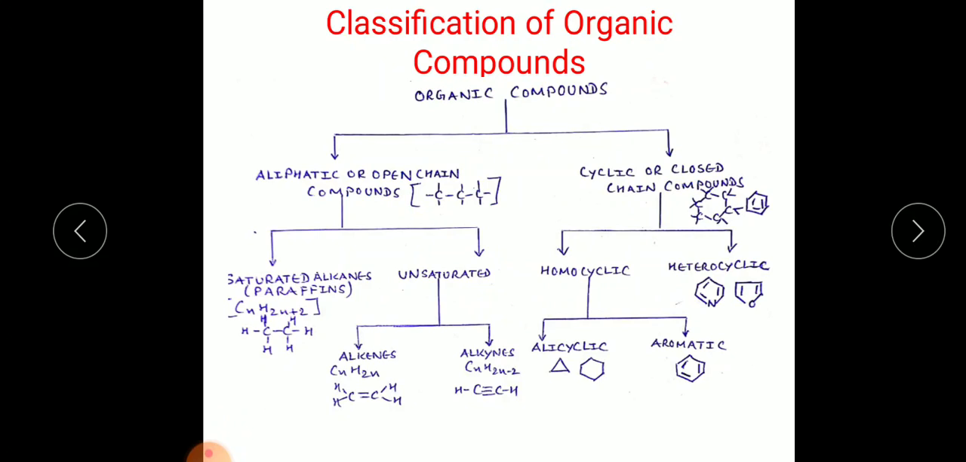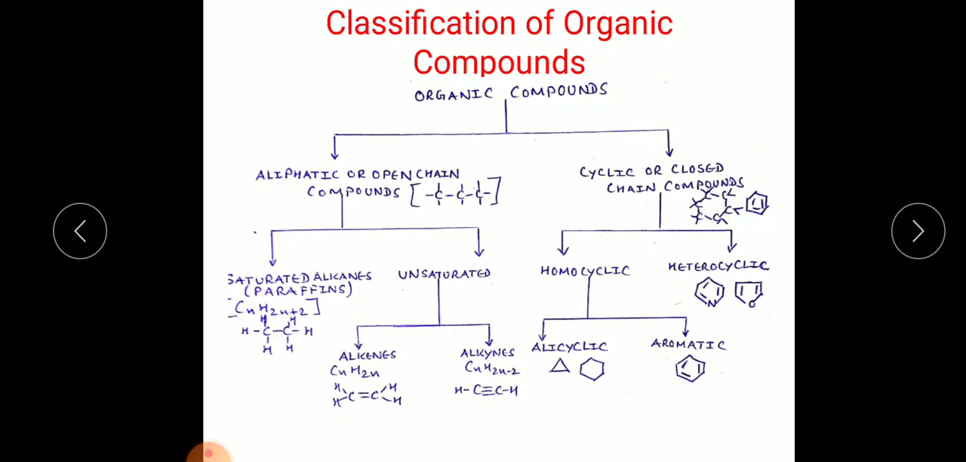Organic compounds can mainly be classified first into two types. One is aliphatic or open chain compounds. The structure will be like this, where we have a carbon-carbon chain. It can be a straight chain or a branched one. Then we have a second type of organic compound that we call cyclic or closed chain compounds. In this, we have a cyclic structure like this, which forms a closed figure. So these are the two main types of organic compounds.